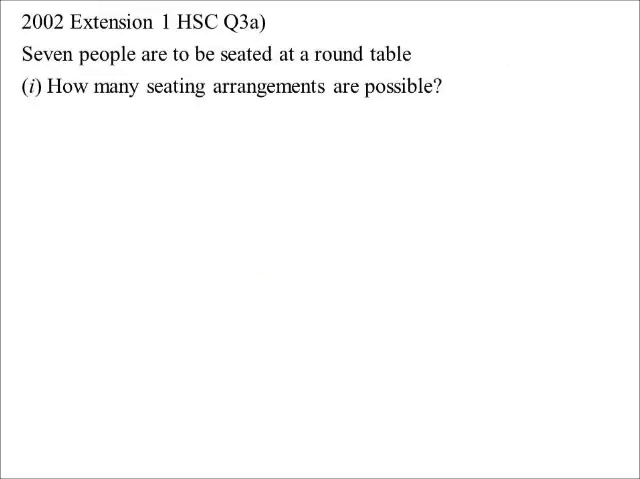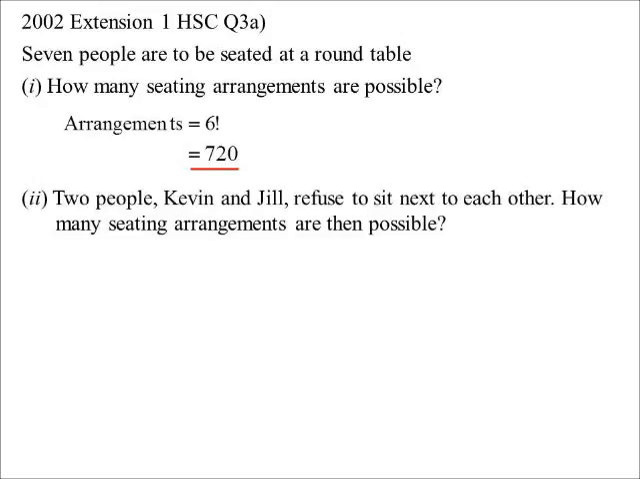Let's look at an HSC one. 7 people, round the table again. How many are possible? 7 people, round the table. Now it's 6 because there's no one in the circle. So we're arranging them in the circle. 6 factorial. Okay. 2 people, Kevin and Jill, refuse to sit next to each other.